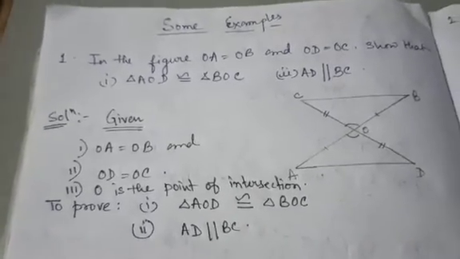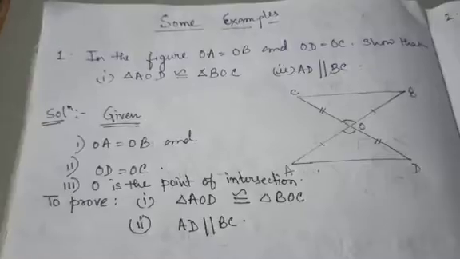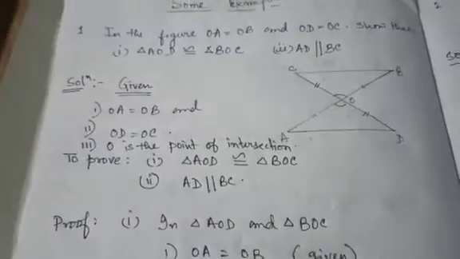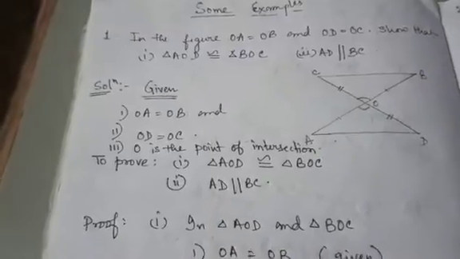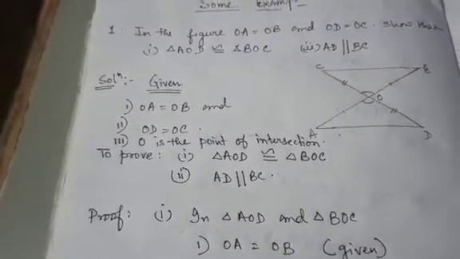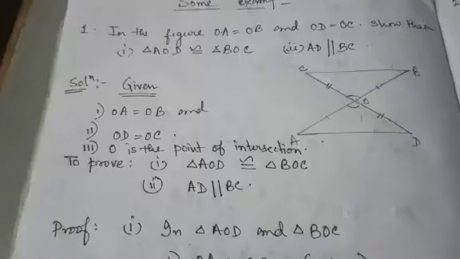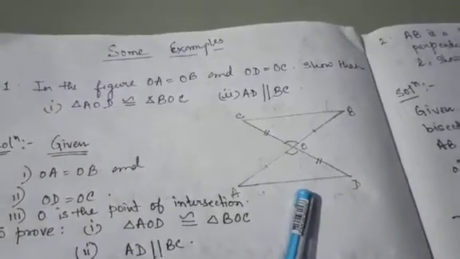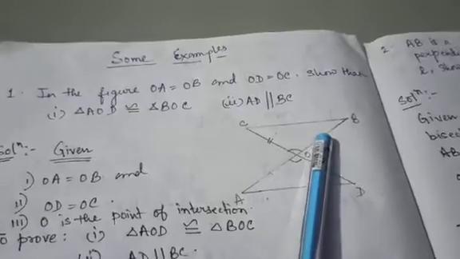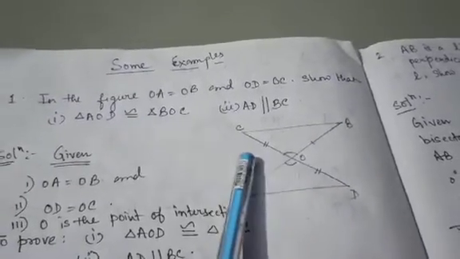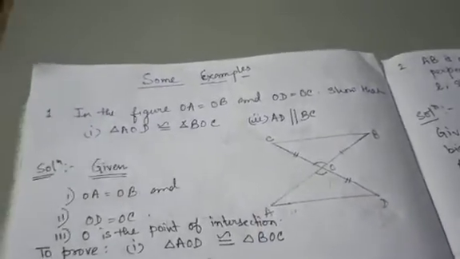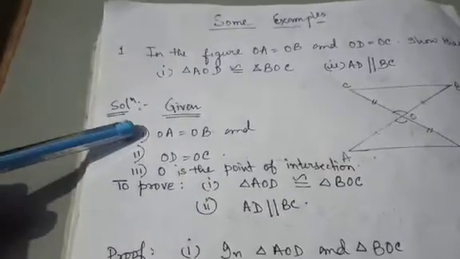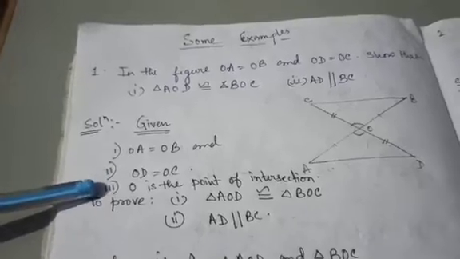So here we have to show two things. First thing is a congruency, and second thing is when two lines are parallel. These two also we have to show. Now the given figure or the given diagram is this one. Here AO and BO are equal, OD and OC are equal. These two are given. So first we are going to write whatever is given in the question.